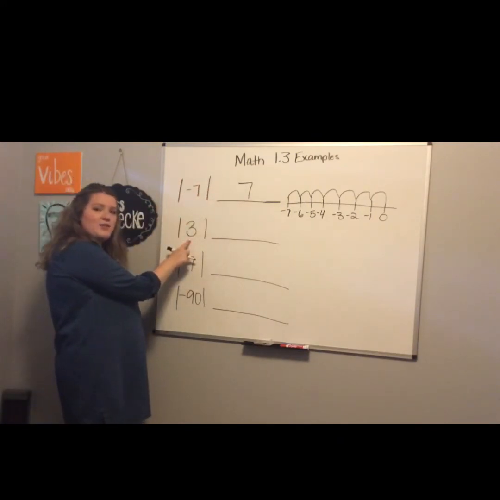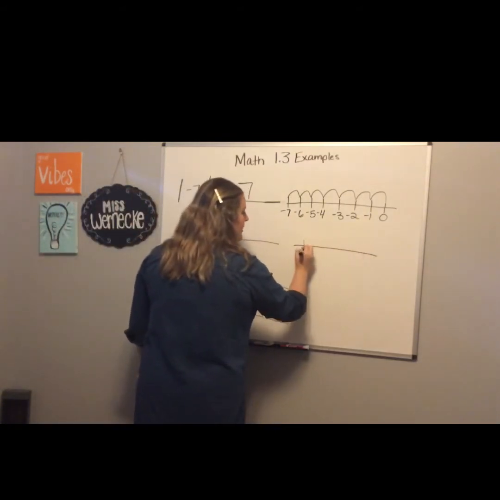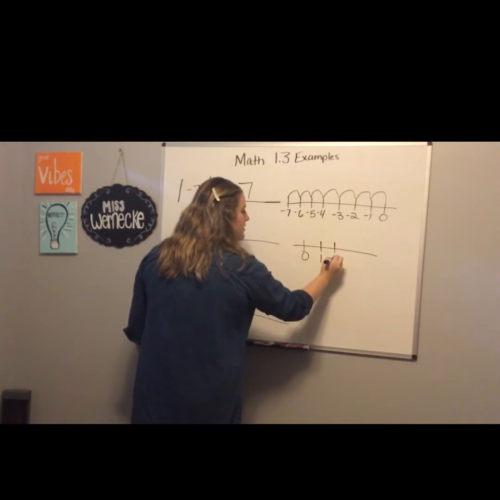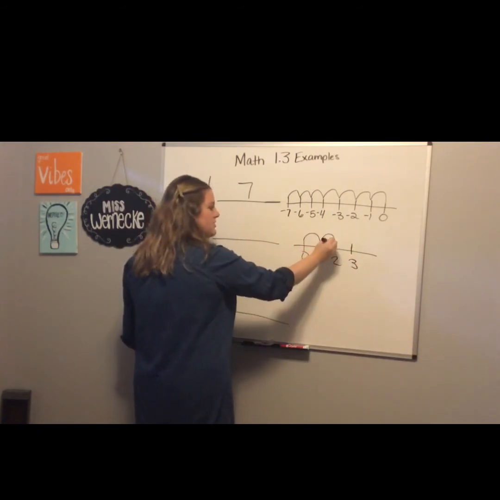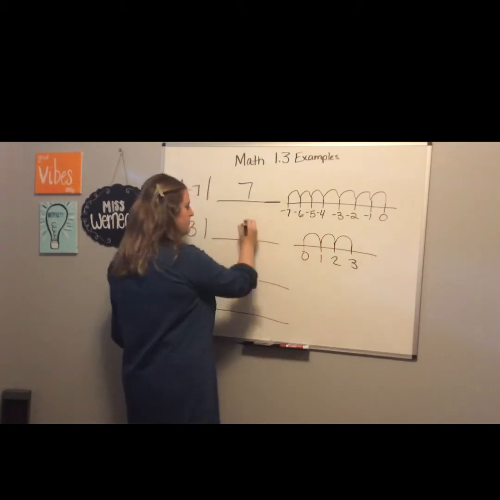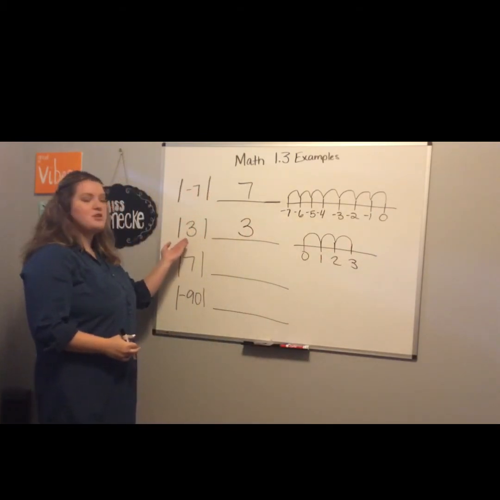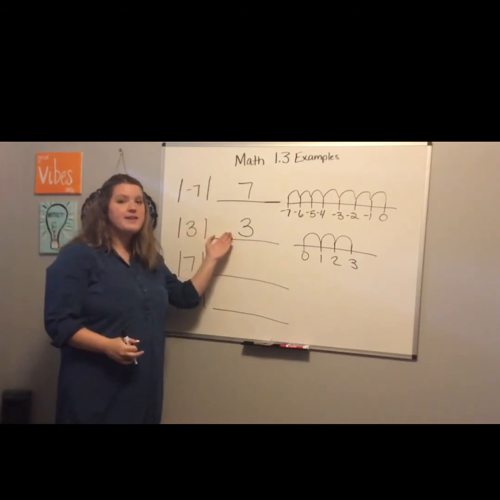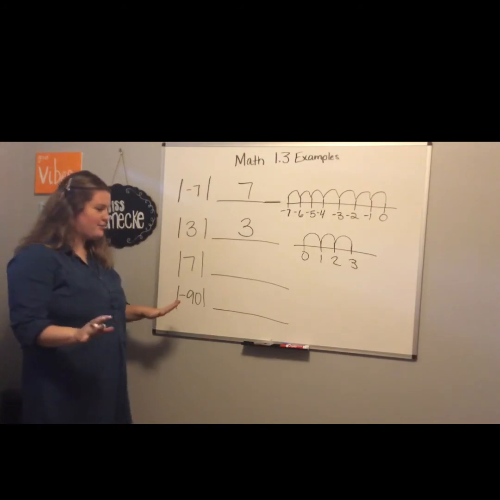So for a +3, don't get confused. You can do your number line. 0, 1, 2, 3. It's the same number. The absolute value of a +3 is a +3. That's because absolute value is always positive.